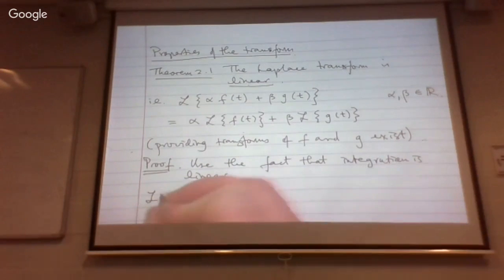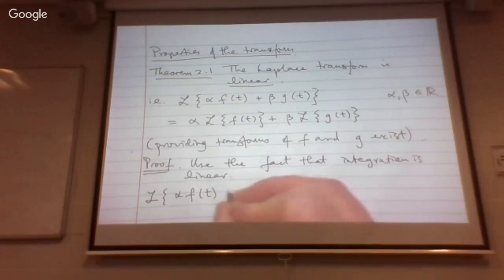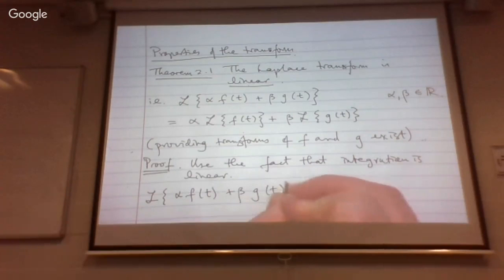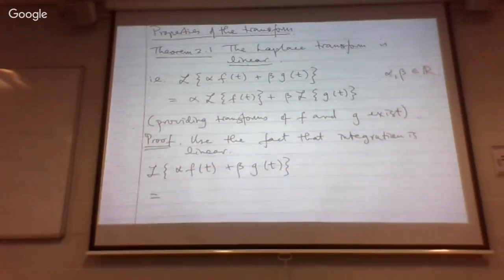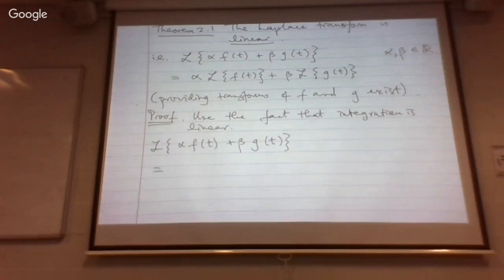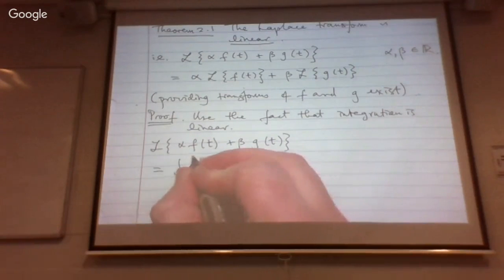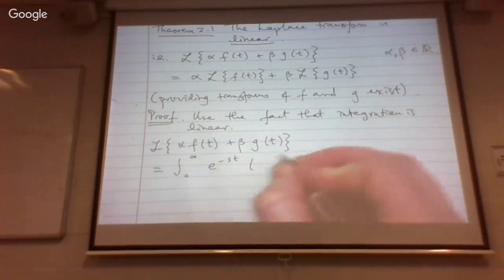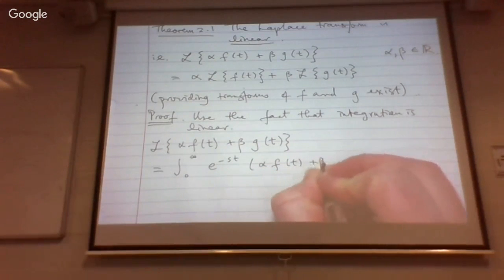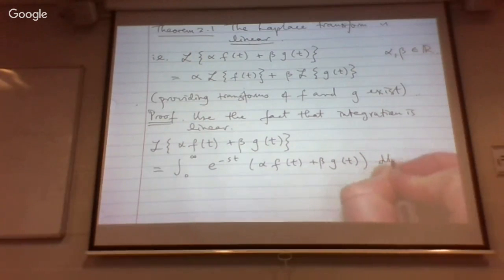But this is also quite common in mathematics, that properties of simpler objects, here meaning integrals, extend to corresponding properties of more complicated objects that you build out of those. So here we're building a Laplace transform using integration. Properties of integration pass through to be properties of the transform itself. So what is, by definition, the Laplace transform of this? It's the integral from 0 to infinity of e to the minus st, multiplied by alpha f of t plus beta g of t, doing this integration with respect to t.